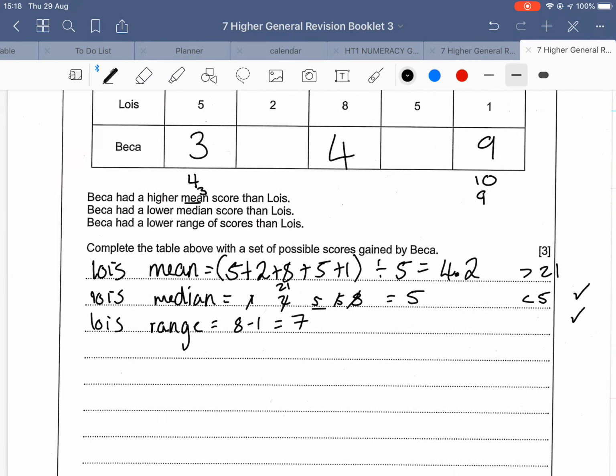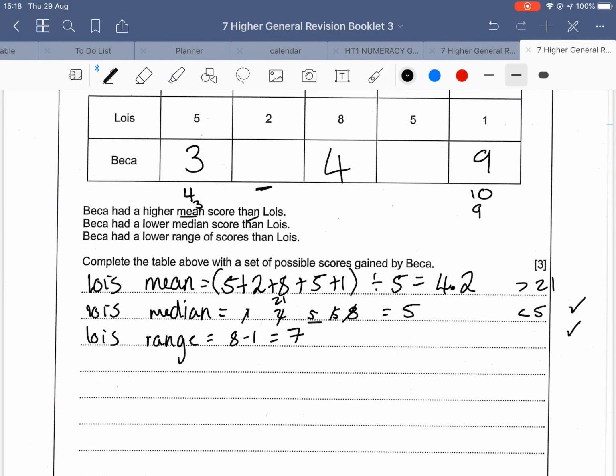I need a number between 3 and 4 in this box, so I'm just going to go with 4 again. It doesn't say you can't have the same number. For this box, I'm just going to go with 8. You could have had 7, you could have had 9, you could have had lots of different numbers there.